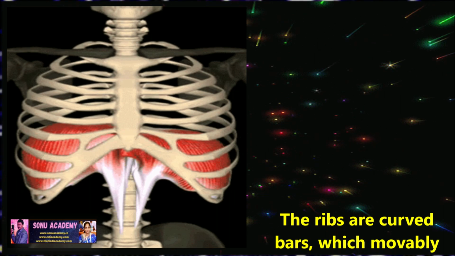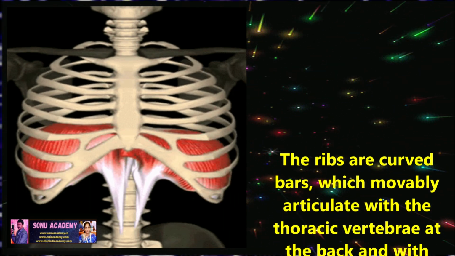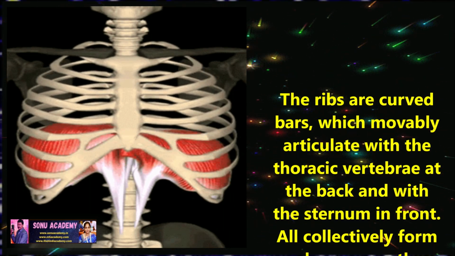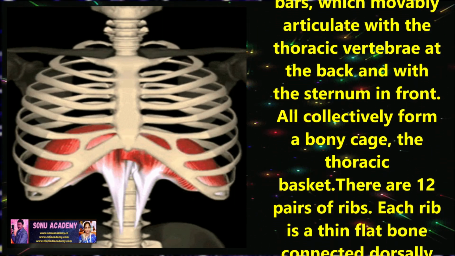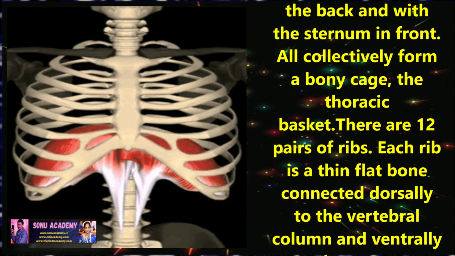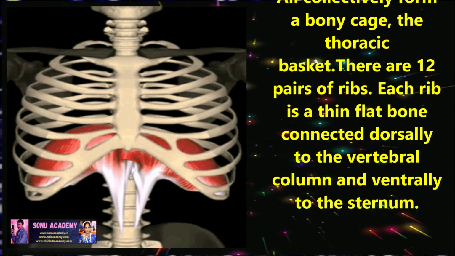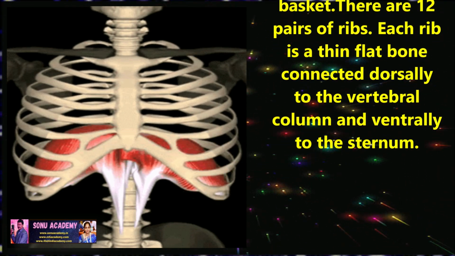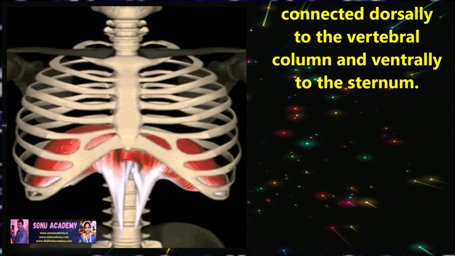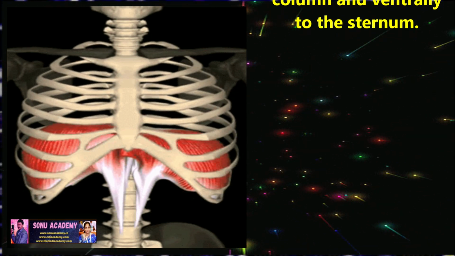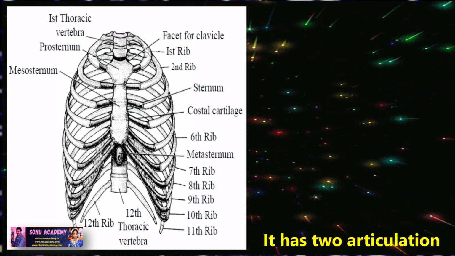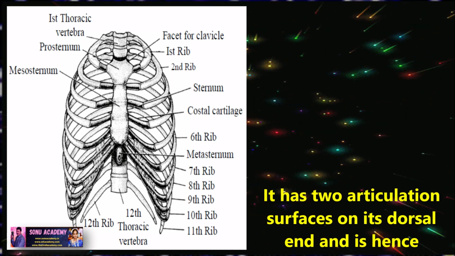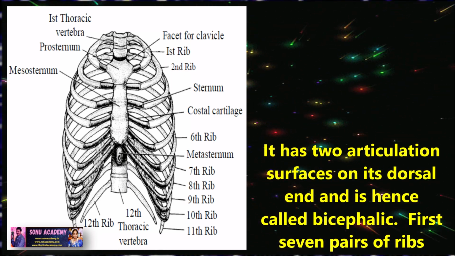The ribs are curved bars which are movably articulated with the thoracic vertebrae at the back and with the sternum in front. All collectively form a bony cage, the thoracic basket. There are 12 pairs of ribs. Each rib is a thin flat bone connected dorsally to the vertebral column and ventrally to the sternum. It has two articulation faces on its dorsal end and is bicephalic.